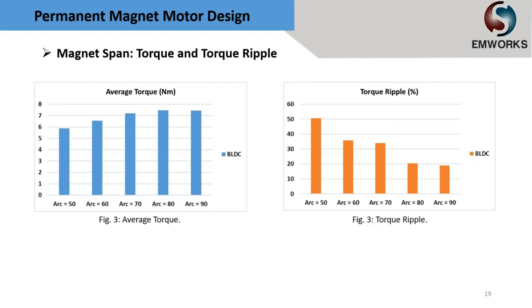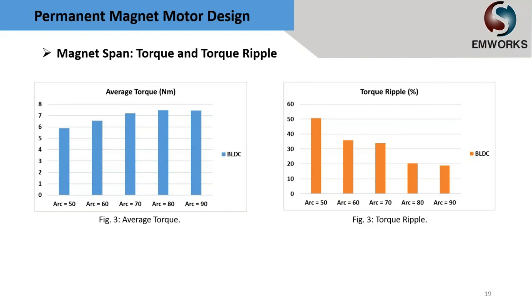Of course, this is going to be completely different for PMSM operation. We will talk about it, as I mentioned, in the next webinar. But for BLDC, you can realize that increasing the magnet span is a good decision to have a good performance.